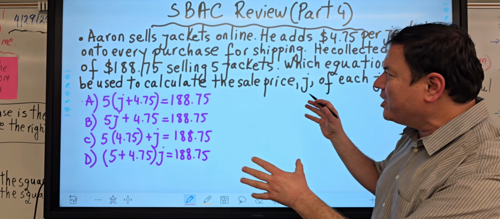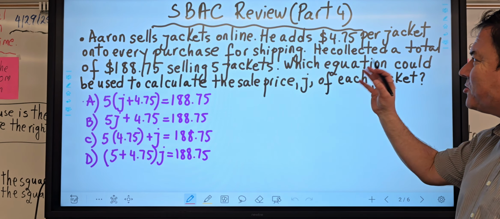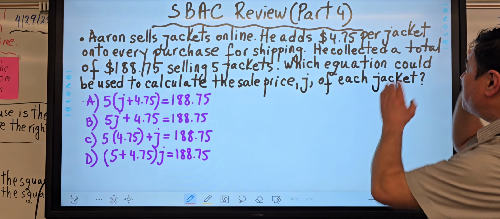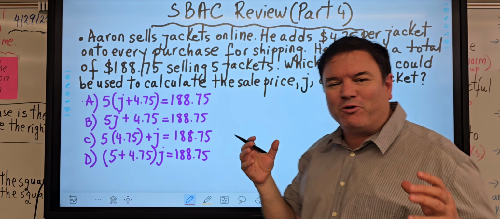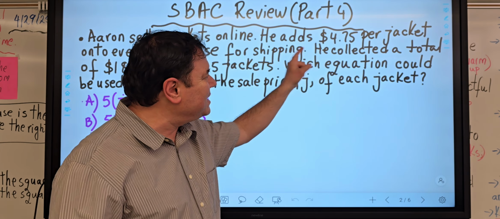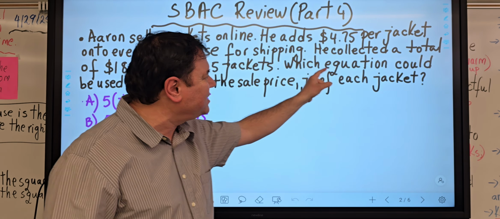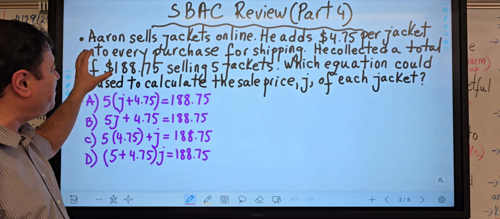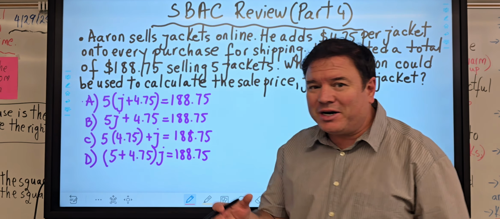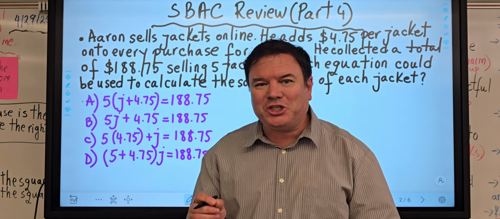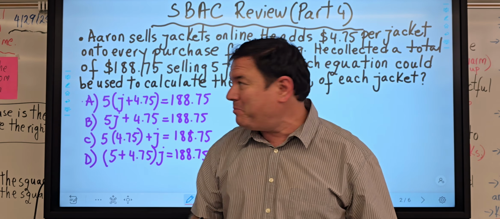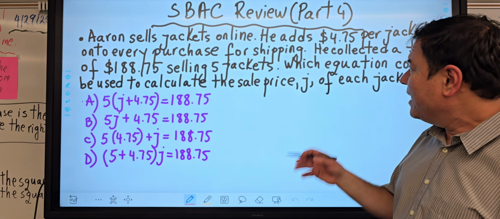Let's take a look at this problem here. Aaron sells jackets online. He adds $4.75 per jacket. So for every jacket he sells, he pays an additional $4.75 per shipping. Keep that in mind.